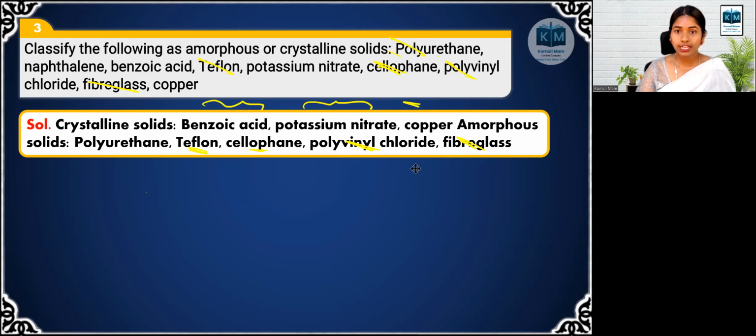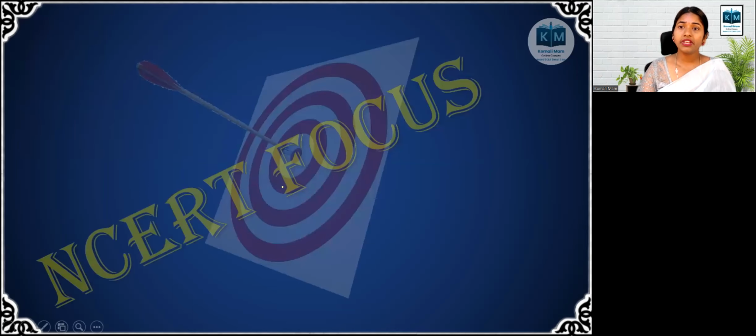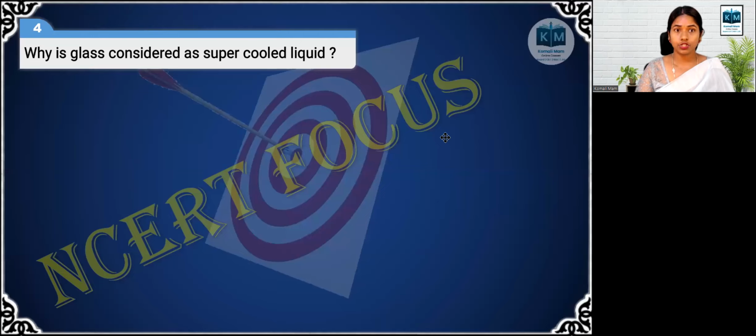These are crystalline solids. These examples you have to remember. What is the difference between amorphous solids and crystalline solids? Students, tell me. Amorphous solids have short range order. Whatever the particle arrangement is, it is only up to a certain distance. But coming to crystalline solids, the particle arrangement has long range order. That's the main difference. See the next question.